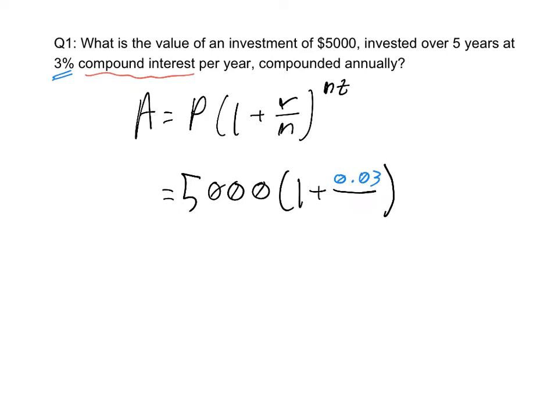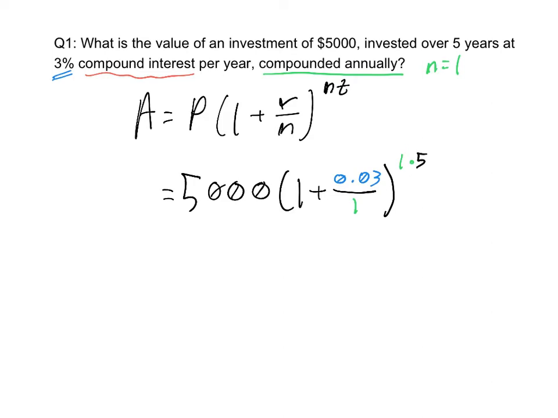n is the number of compounding periods. So we're told that this is compounded annually. So that tells us that it's compounded one time per year. So n is going to be equal to 1. And that's raised to the power of n times t. So n is again 1. t is the time in years, which is 5.